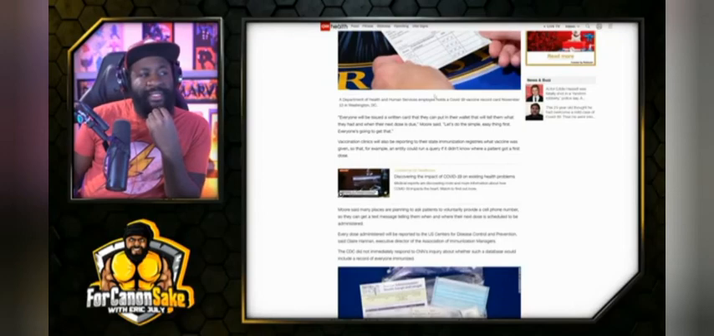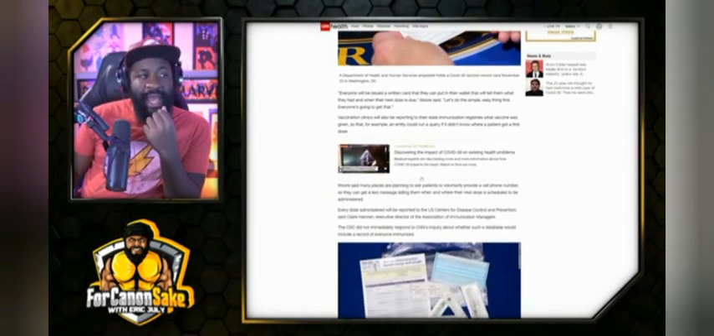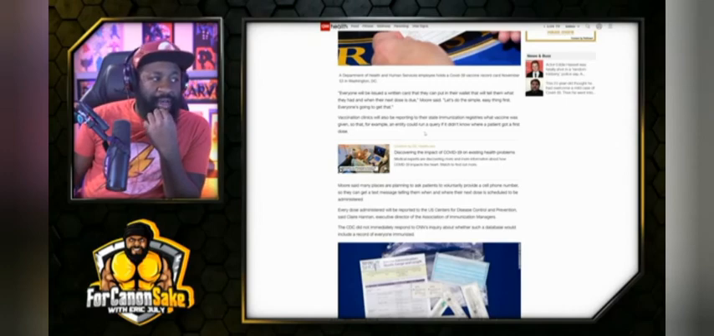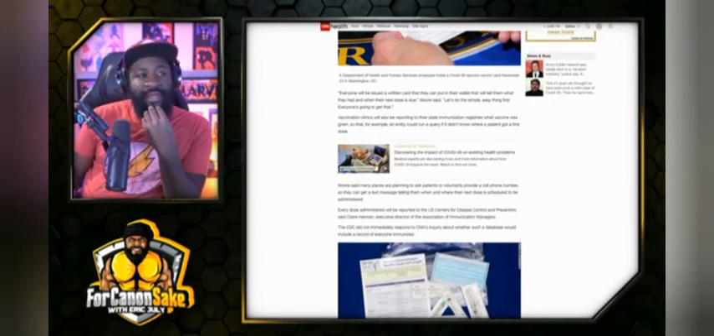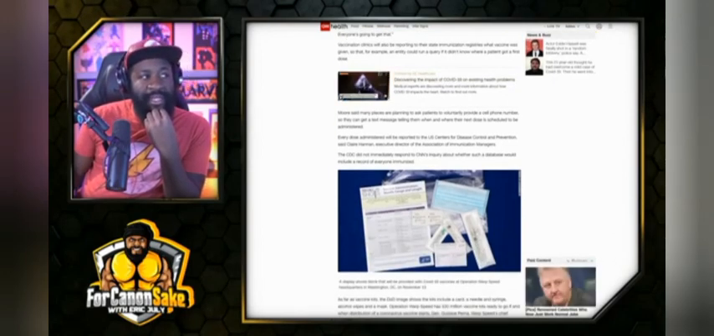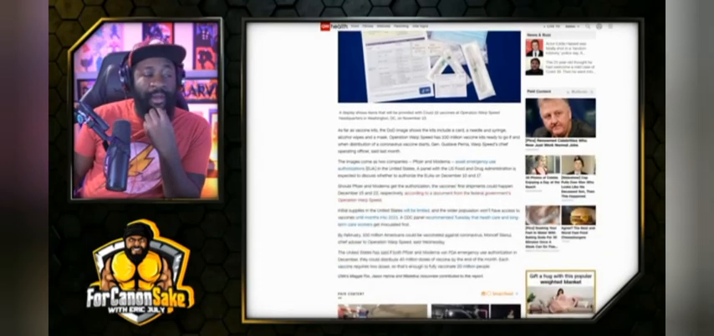Moore said that many places are planning to ask patients to voluntarily provide a cell phone number so they can get a text message telling them when and where their next dose is scheduled to be administered. Every dose administered will be reported to the U.S. Centers for Disease Control and Prevention, said Claire Hannon, executive director of the Association of Immunization Managers. The CDC did not immediately respond to CNN's inquiry about whether such a database would include a record for everyone immunized.